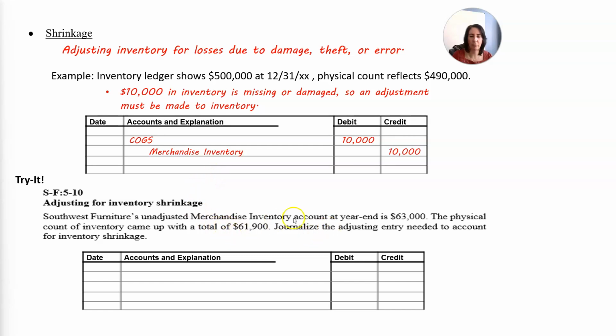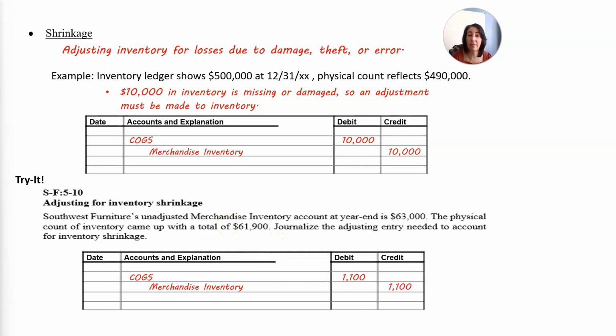All right, so if you want to pause me, you can look at this one and try it on your own. The journal entry stays the same, but look at the dollar amount, $61,900, $63,000, what is that, $1,100? We would do the same thing to bring it down $1,100 in that last problem.